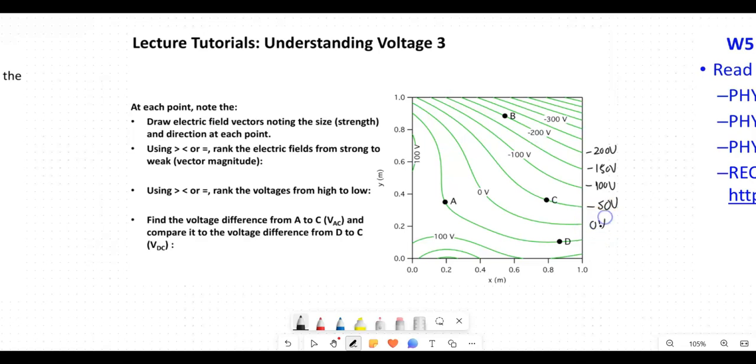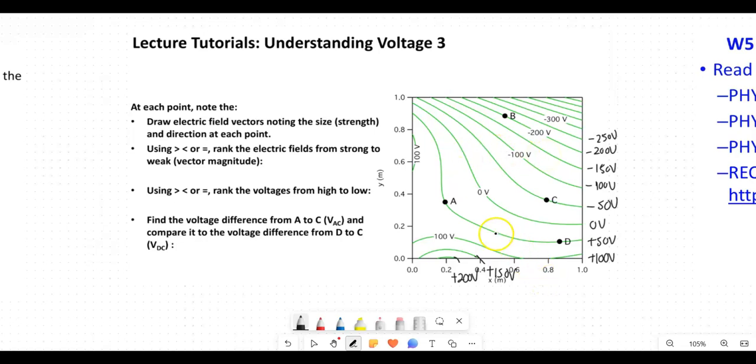Then we got 0 volts. Then we have +50 volts. And then +100 volts. And this one would then be +150 volts. And then this line, which we could barely see, is going to be +200 volts, right? And we could count up from here. This would be -250 volts on all along these lines.